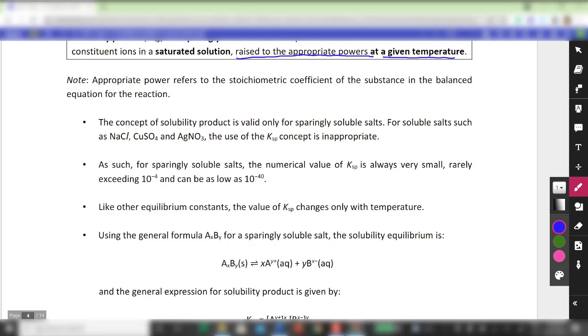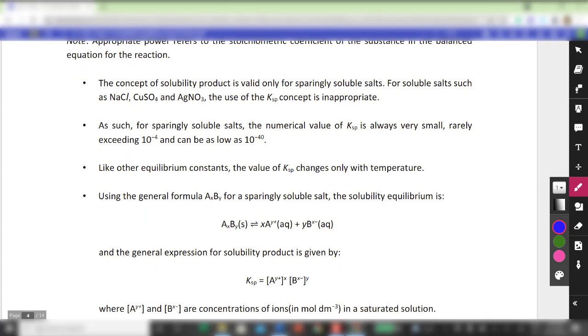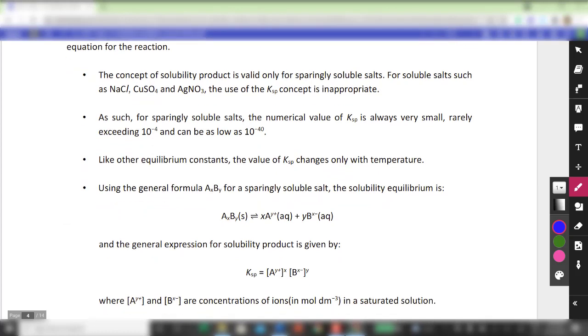Why is that the case? I think it's beyond the scope of the curriculum. If you wish to, you can read a little bit more about that. But do take note that for most such concepts, it will only be applicable if you are looking at dilute solutions. If you really wish to, you can explore more advanced texts on this. Ksp is usually a very small value, so you can take it that it is smaller than 10 to the power minus 4. It can be as low as 10 to the power minus 40.